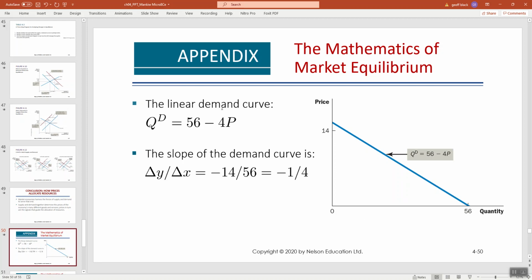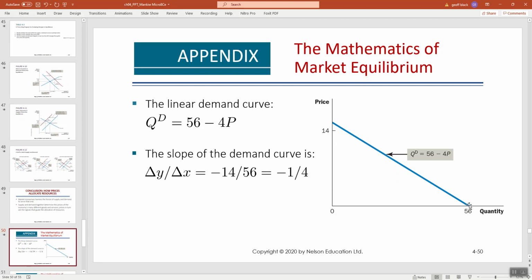You could sub in every price on this axis and you would get the corresponding Q. In fact, the easiest thing to do would be to solve for the axis intercepts. In other words, if you sub a 0 in for price, so price is 0 down here, well, what's Q? It's actually 56, because 56 minus 0 is 56. So at a P of 0, Q is 56. So you got one point.